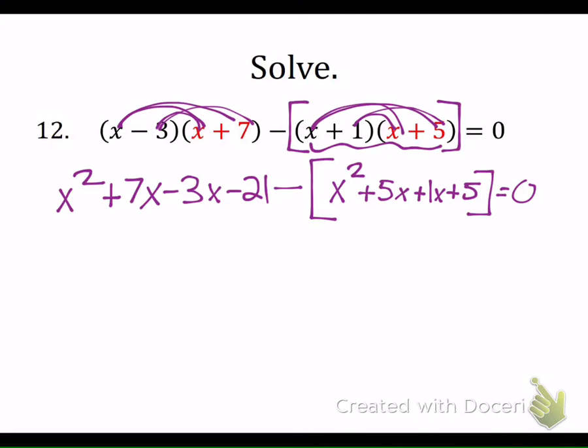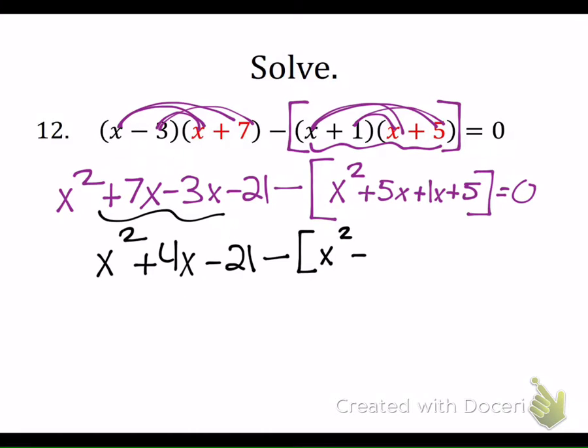Okay. Now I'm going to combine like terms. You were very into the combining like terms and I was ignoring your suggestion. All right, so I have an x squared, a plus 4x, a minus 21, minus bracket, x squared plus 6x plus 5, bracket.